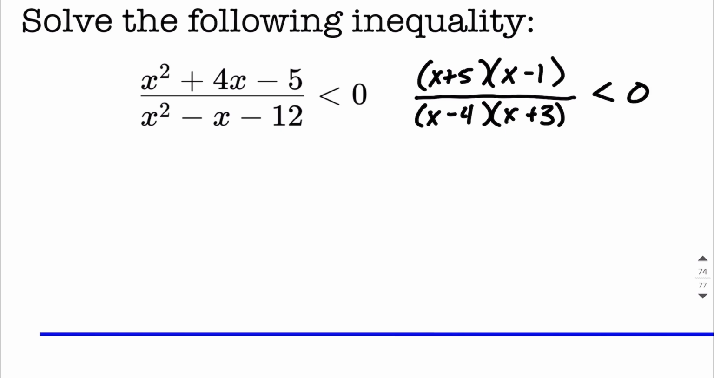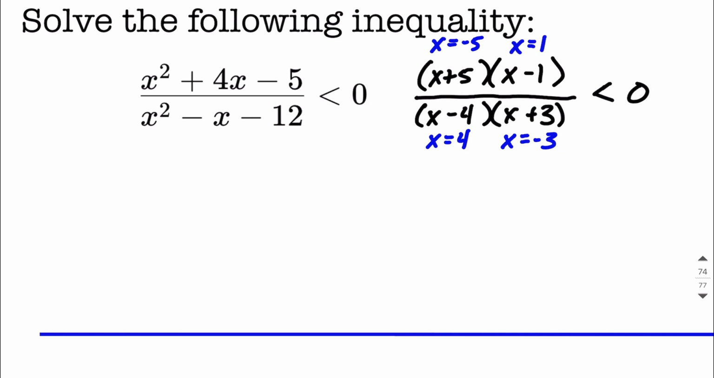Well, we could set each factor equal to 0, or we could just visualize it. If we were to plug in a negative 5 into this first factor, negative 5 plus 5 makes 0. Next, moving on, we have x is going to equal 1. On the denominator, we can think x equals 4, because 4 minus 4 makes 0. And finally, x equals negative 3 for that last factor. We're going to take these 4 values and put them on the number line.